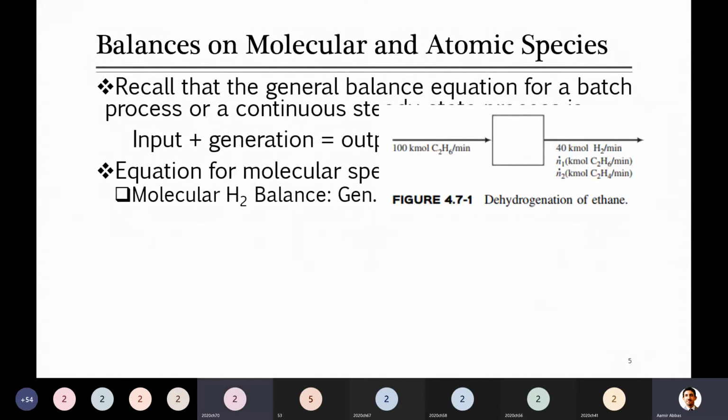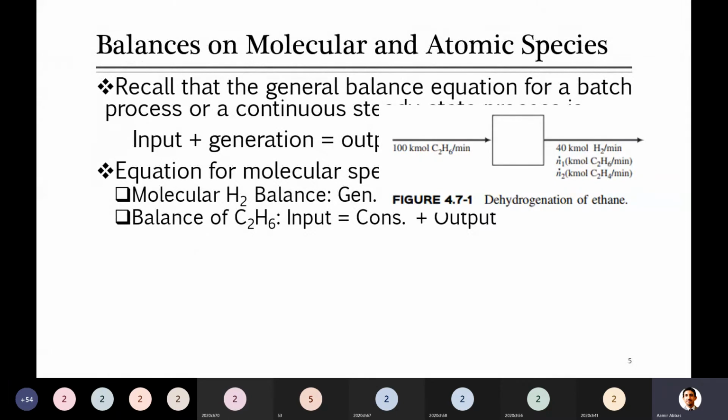Input, yes, it is available as input. Is it generation? Input is equal to consumption. Yes. Okay, what about its generation? Is C2H6 generated? No. Consumption, sorry, consumption. Consumption is taking place and it is part of the output stream. So its equation is like this. You can see that input is equal to consumption plus output of C2H6.